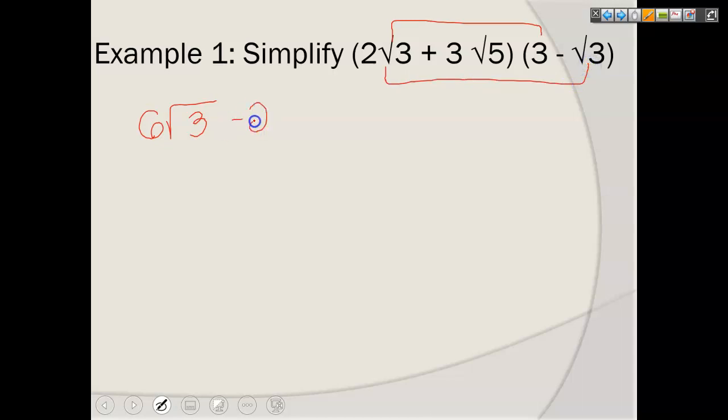Outsides together, so negative 2. Insides together, so that would mean you get the square root of 3 times the square root of 3, which is like the square root of 9. The square root of 9 really is 3. So again, the whole idea is if you have the same square root times itself, it becomes itself.